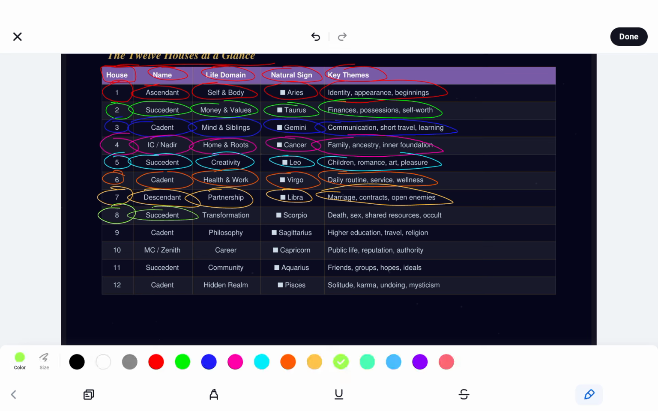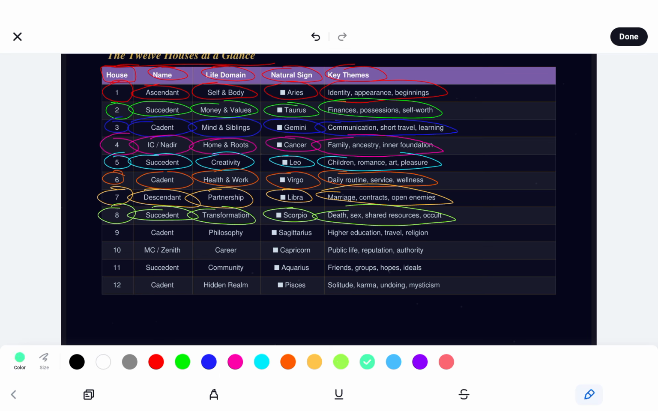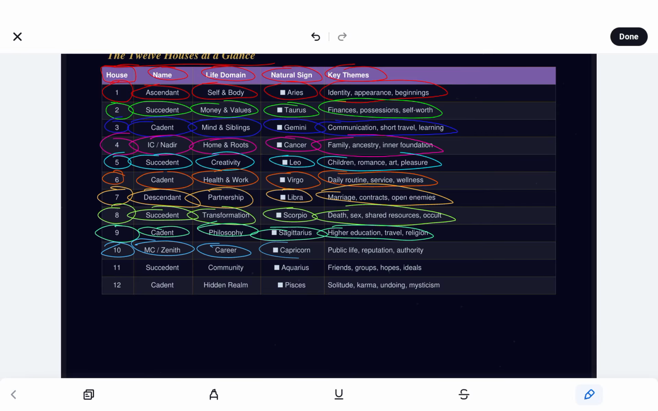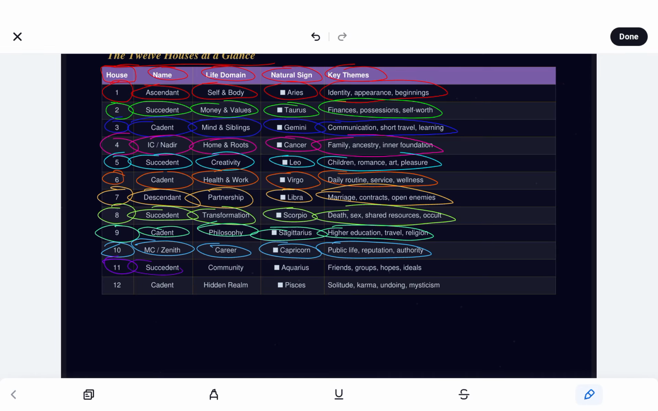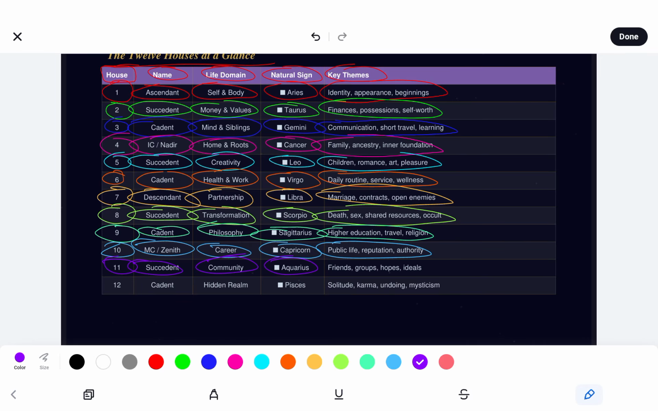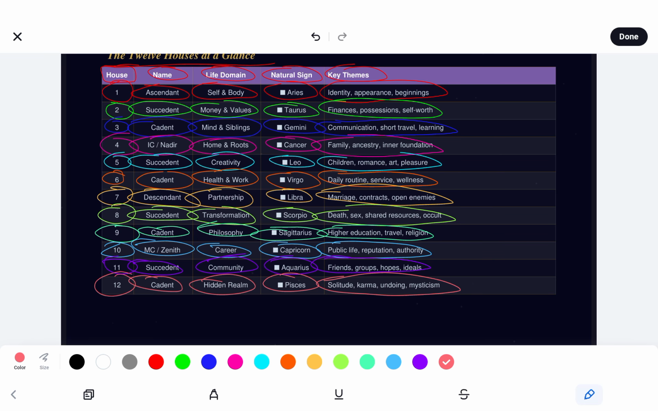8th house, succedent, transformation. Scorpio, death, sex, shared resources, occult. 9th house, cadent, philosophy. And we're talking about Sagittarius, higher education, travel, religion. The 10th house, Midheaven, Zenith, career, Capricorn, public life, reputation, authority. 11th, succedent, community, Aquarius, friends, groups, hopes, and ideals. The 12th house, cadent, hidden realm, Pisces, solitude, karma, undoing, and mysticism.